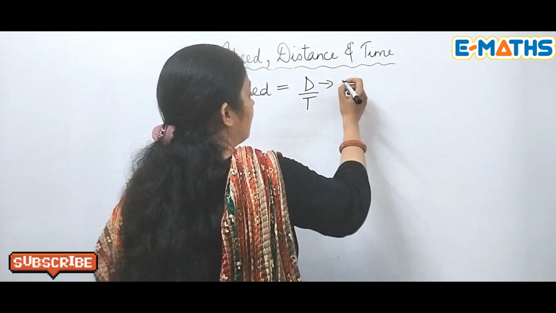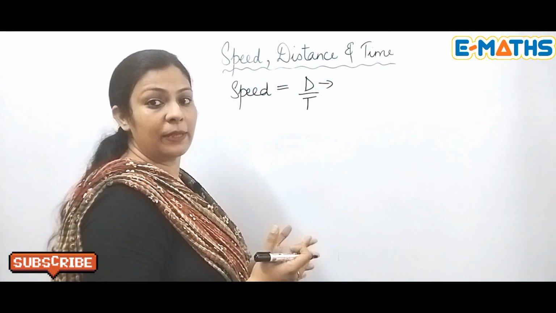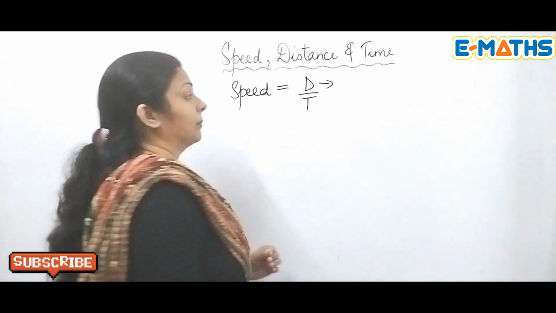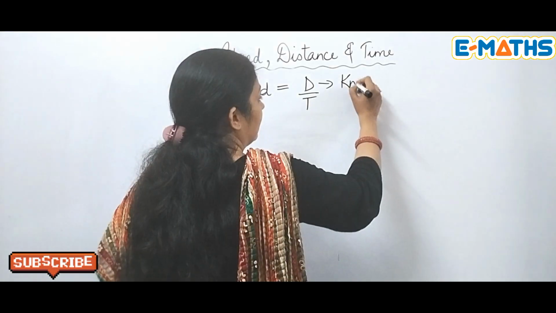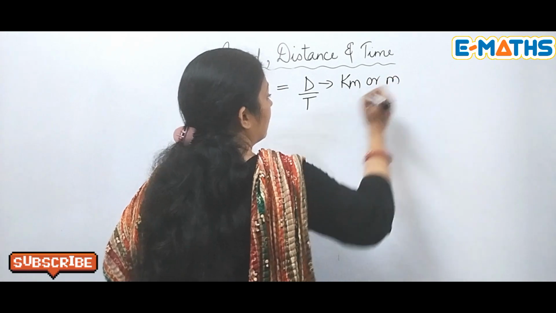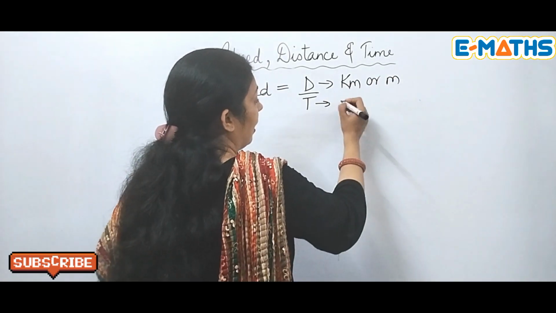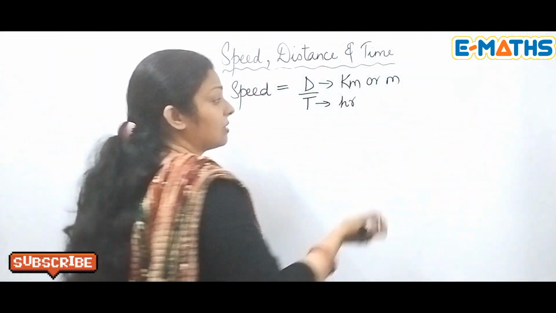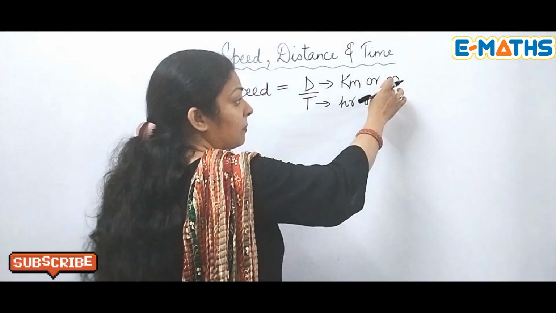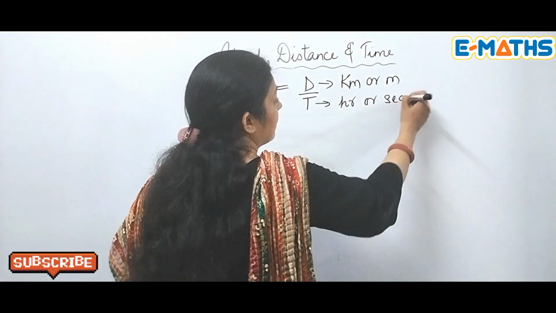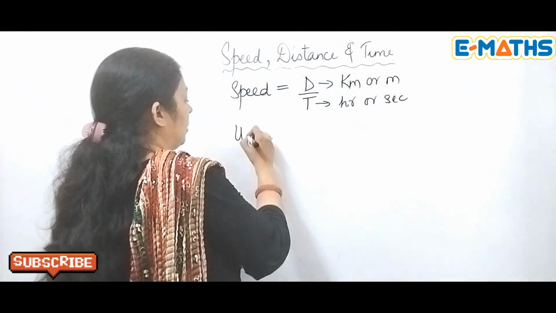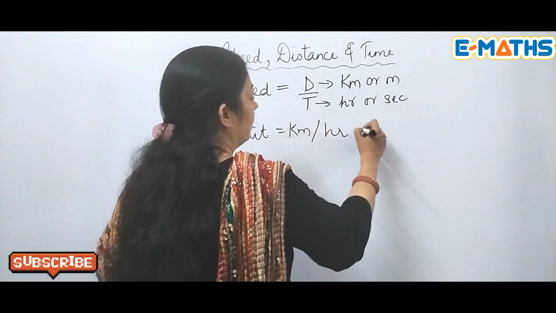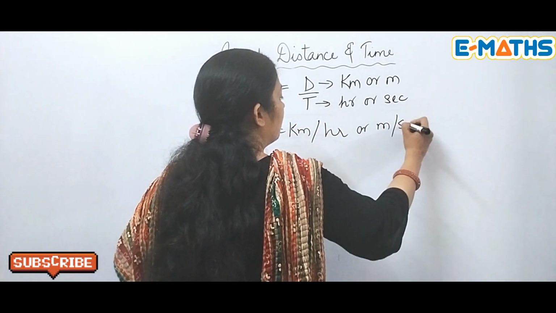I'll also tell you about the units of speed side by side, so that you know the formula as well as what unit it will have. Distance is either taken in kilometers or meters. Based on this we have our time as well. If it is in kilometers, our time will of course be in hours. If the distance is in meters, our time will be in seconds. So with this we have our unit of speed as well, and that is kilometer per hour or meter per second.